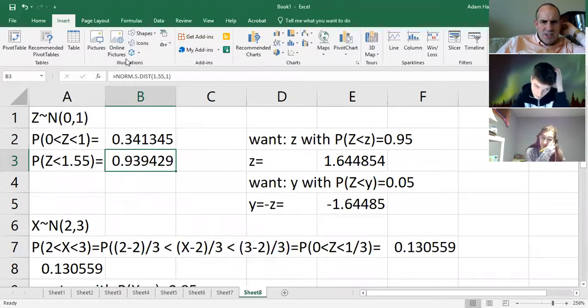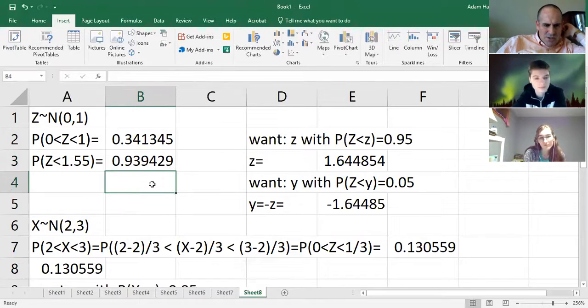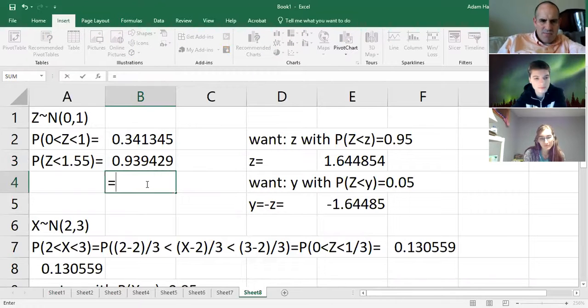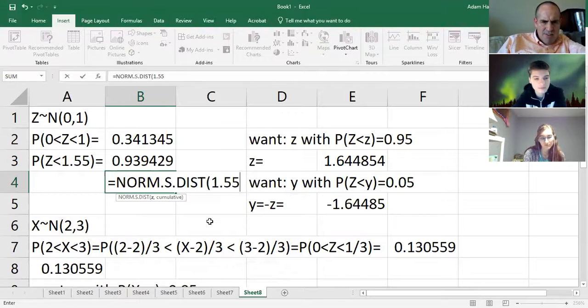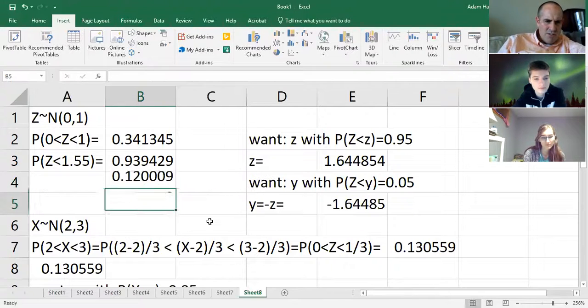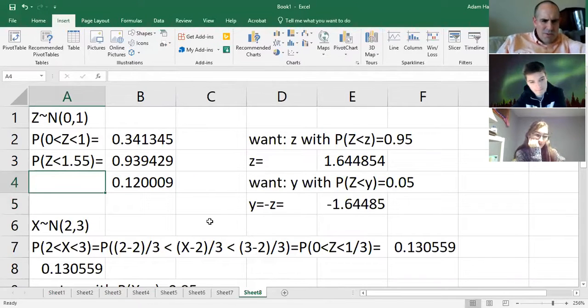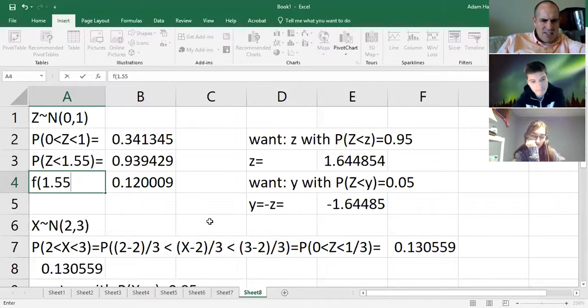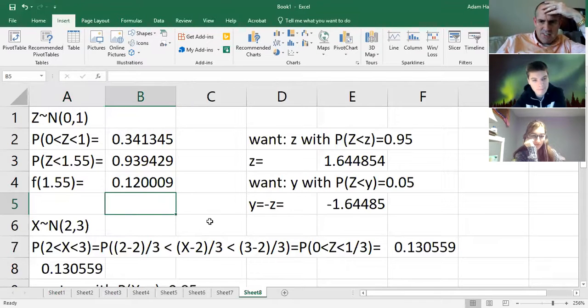Of course, I said that I wanted the cumulative distribution here. But I could also have chosen the standard normal distribution, put in 1.55, and said no, I don't want the cumulative. And I would have gotten this, which is weird. What is that? Well, it turns out that's the density evaluated at 1.55. Let me prove to you that that's the case.